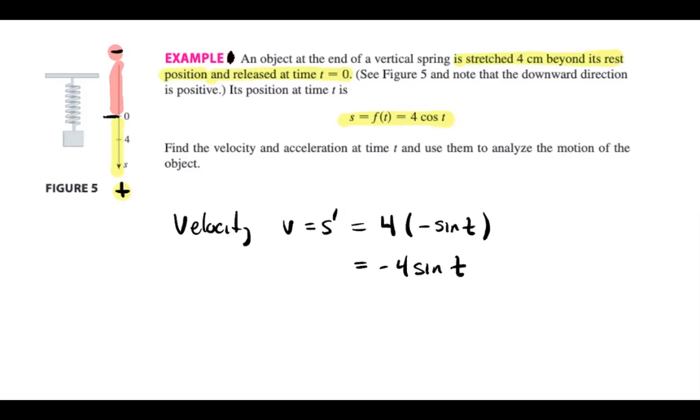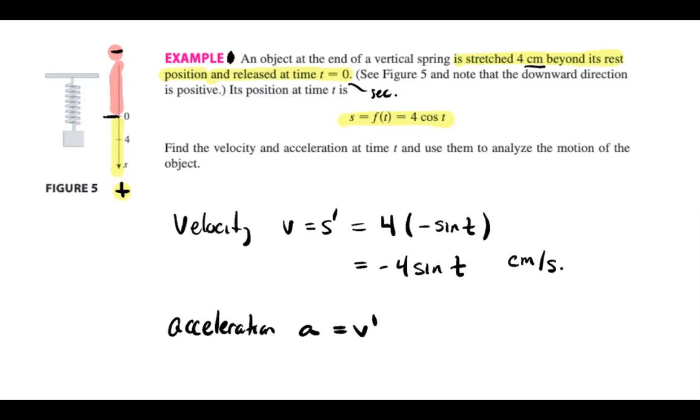What are our units here in this thing? We're measuring distance in centimeters, and we're measuring time in, does it say it? It should say seconds somewhere. I don't see it anywhere, but I'm going to assume that time is measured in seconds. So the units on this velocity would be centimeters per second. Cool. How about the acceleration?